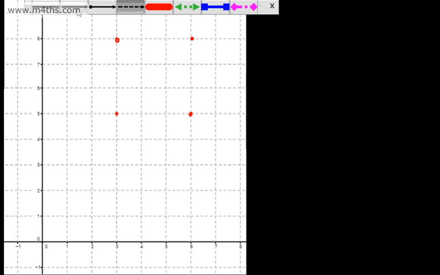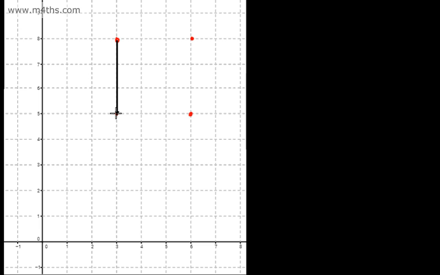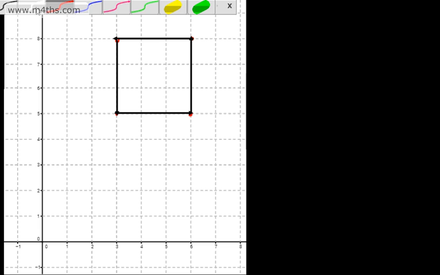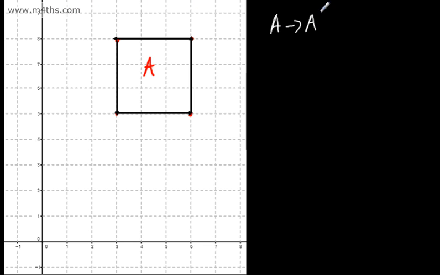This is just a bog standard 3 by 3 square, and we're going to look at applying, again, a positive scale factor, but this time we're going to look at a fraction. So what we'll have is A, and I'm going to map A to A primed, or A dashed. So A to A dashed. So in an exam you might be asked to do this.